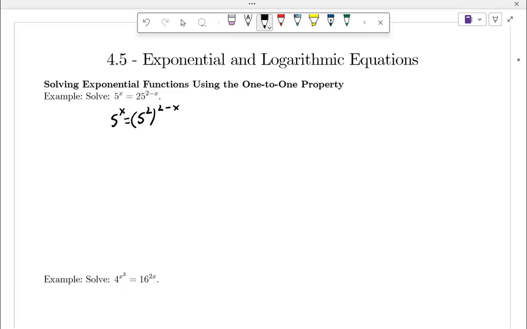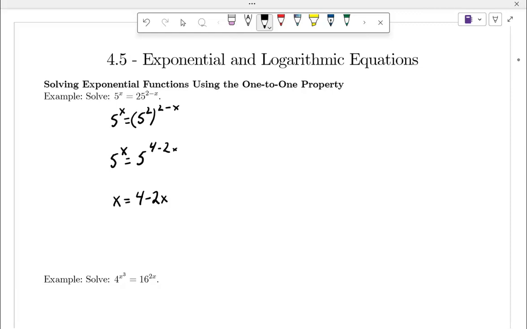What should I do on the right-hand side? Multiply your exponents, right? And don't forget to distribute. You'll have 5 to the x equals 5 to the 4 minus 2x. Make sure you distribute that 2 through. Do we now have the same base on both sides? What can you do then? Exponents are equal. We're using that one-to-one property again, right? If the outputs are the same, the inputs must have been the same.